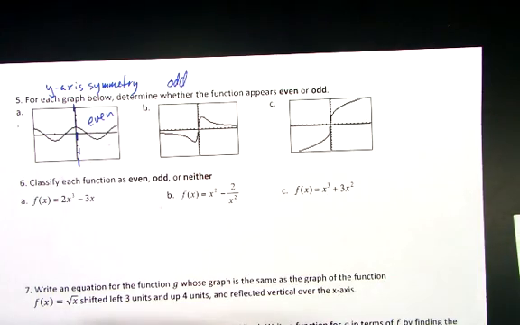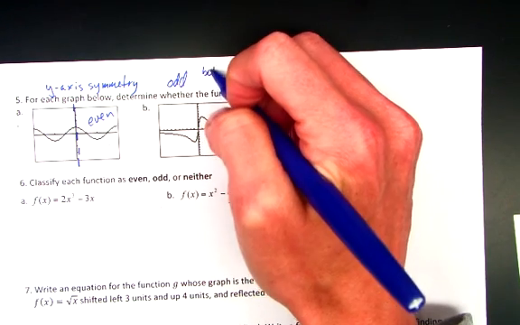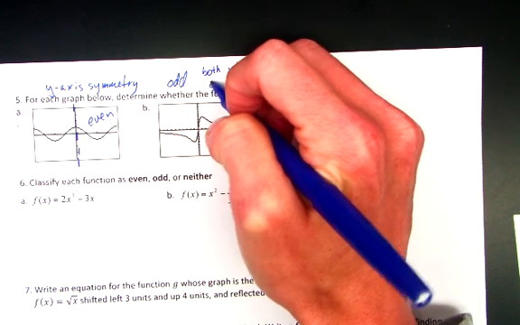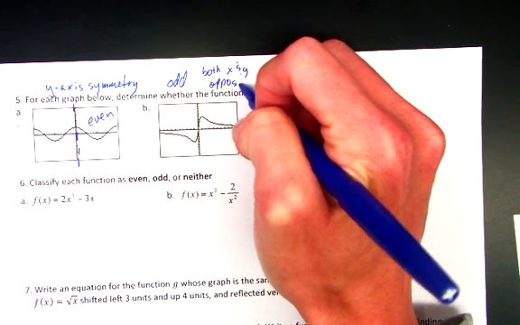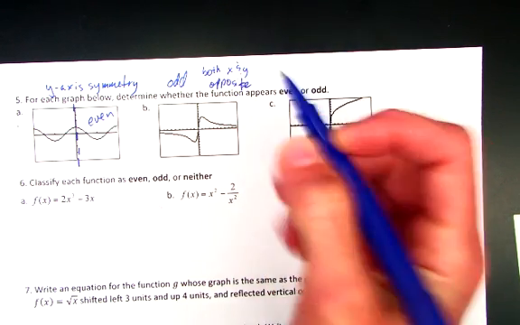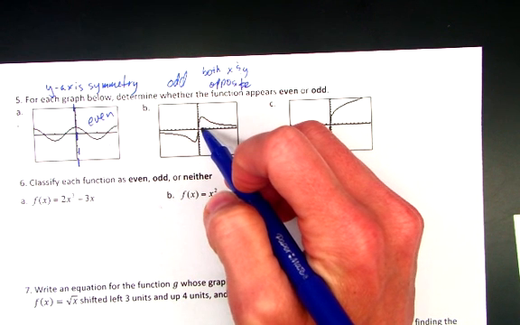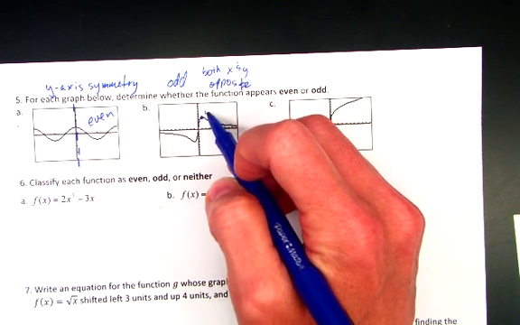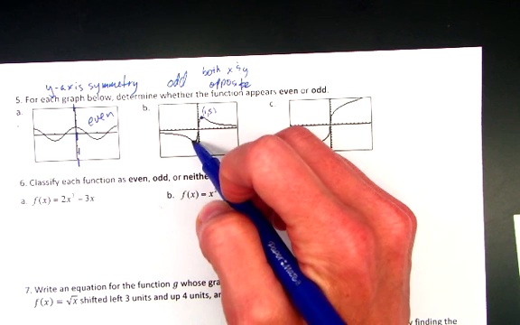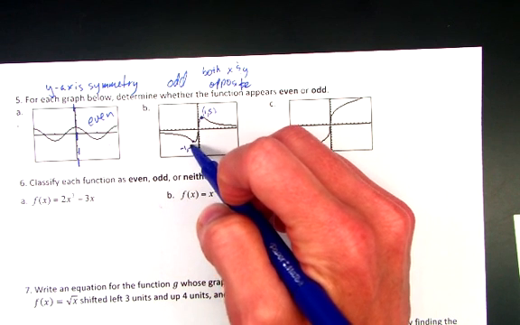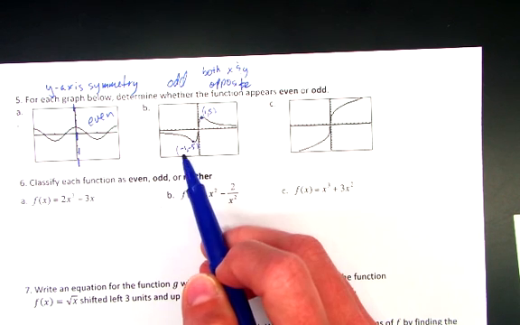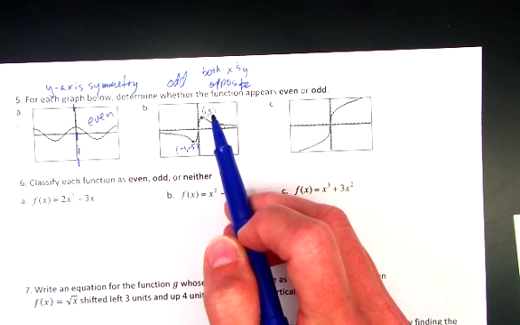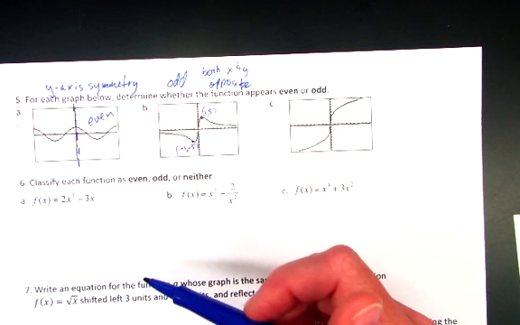A quick way to check for that is both x and y are going to have opposite values on the graph. So for example, here I have the point 1, we'll say that's like 1, 5. That means over here I have negative 1, negative 5. So for every ordered pair that I have, I have the same ordered pair where both x and y have opposite values.